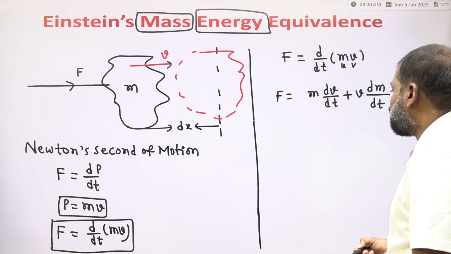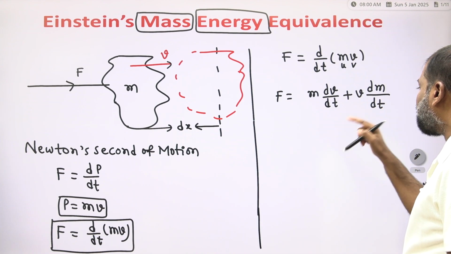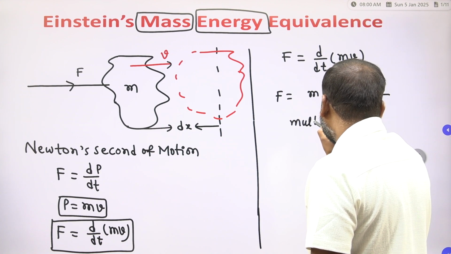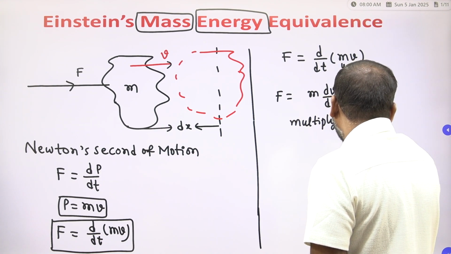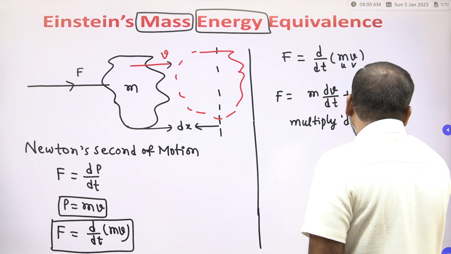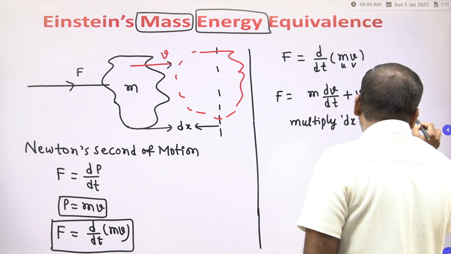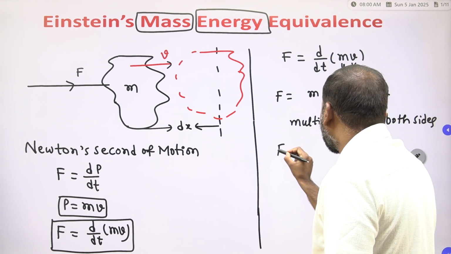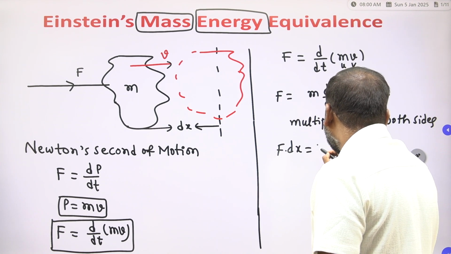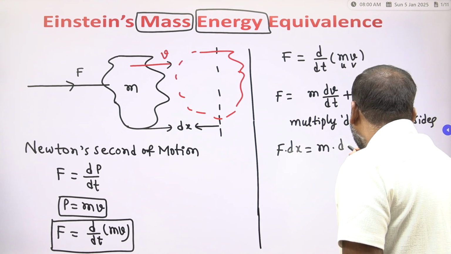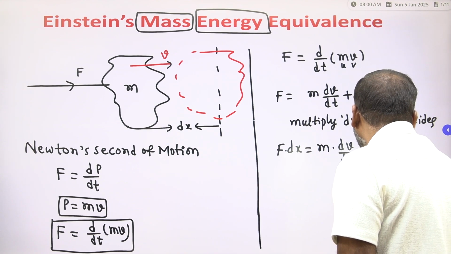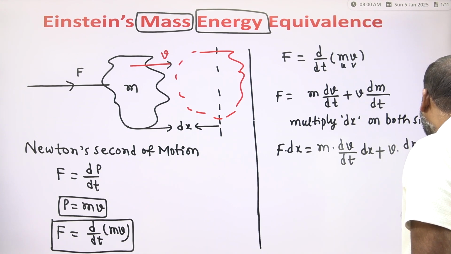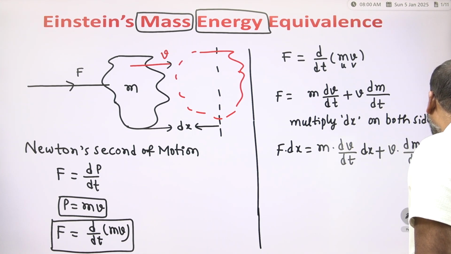Now take this expression and multiply both sides by dx. What will happen? F into dx is equal to m into dv by dt into dx plus v into dm by dt into dx.